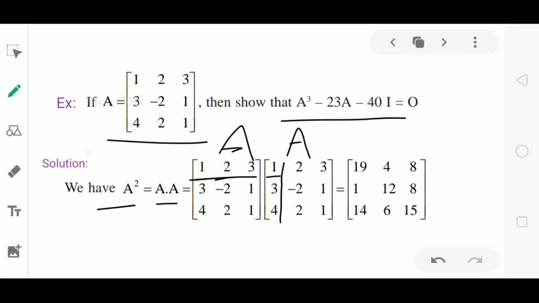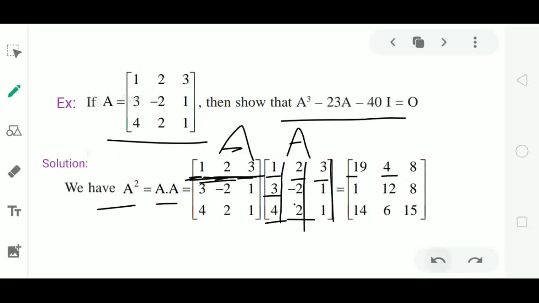1 into 1 plus 2 into 3 plus 3 into 4, which is 19. First row, second column, 1 into 2 plus 2 into minus 2 plus 3 into 2 is 4. First row, third column, 1 into 3 plus 2 into 1 plus 3 into 1 is 8.